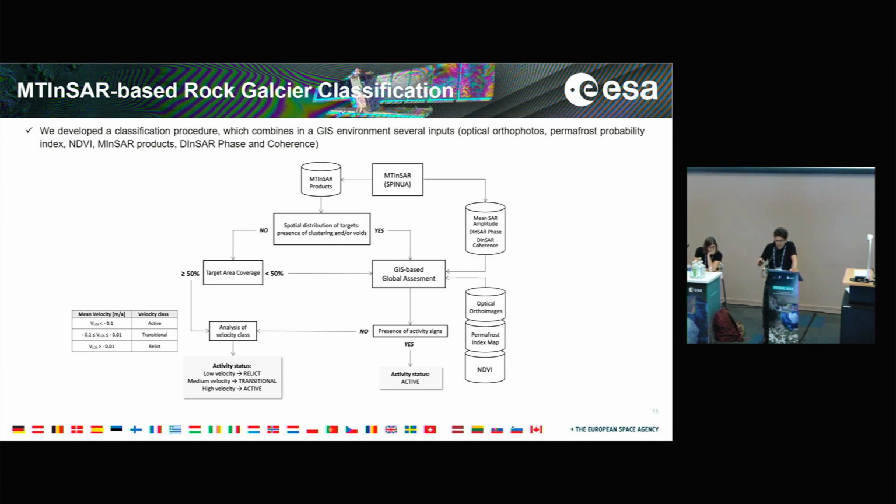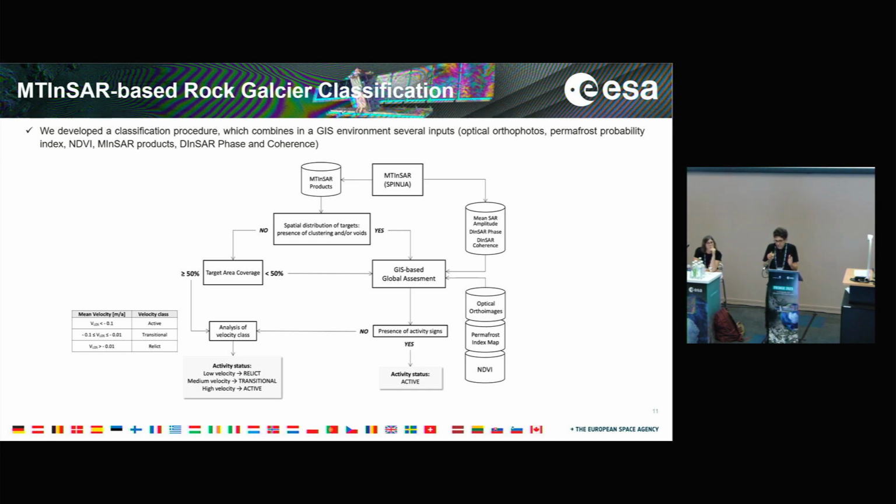And this is what we get. This is a sketch of the flowchart. It is based on the interferometric products, but we also use other inputs: optical orthophotos, the permafrost probability index, and NDVI for selecting areas covered by vegetation. We use not only products from multitemporal SAR interferometry, but also products coming from the standard interferometric product that we derived by coupling consecutive images.